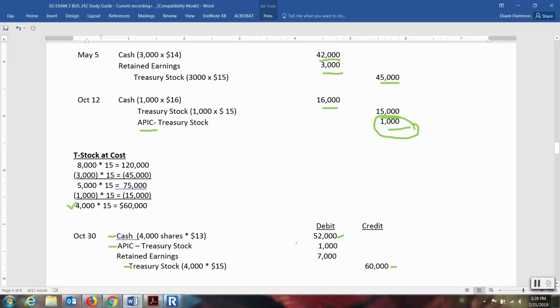So the next thing we do is debit that additional paid-in capital account for treasury stock. That was $1,000. That was a credit in that account, so we will remove it with a debit to that account. So that account is zeroed out now. We are still short. We're short by $7,000, so we are going to debit the retained earnings account for this $7,000. Now our journal entry is in balance, and the transaction has been recorded.